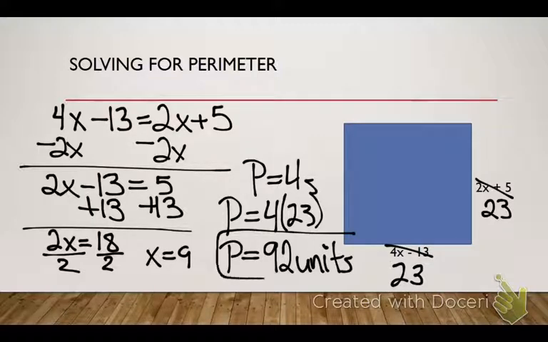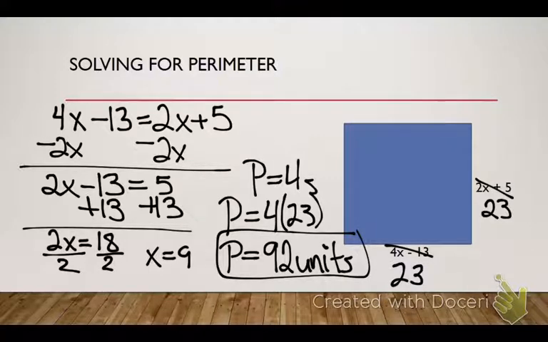All right? So we set the sides equal to each other, solve for x, plug it in, and then, once I find the side value, plug it into our perimeter formula and solve. All right? And that's how we would find the perimeter of a square.